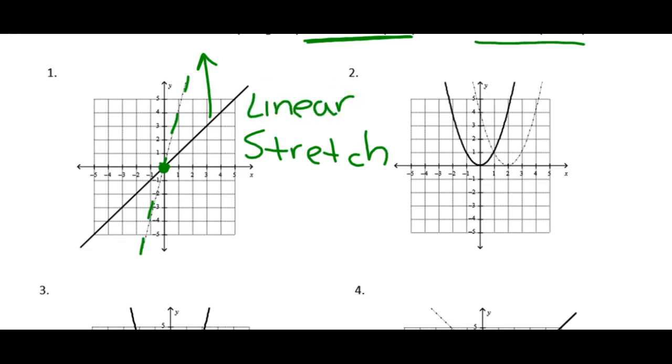Number 2 is quadratic. How do I know? It's got that nice U shape. And I can see that the parent has its vertex at the origin, and the transformed shape is no longer at the origin. So it slid to the right. That would be a horizontal shift, right. And how many? It went 2.